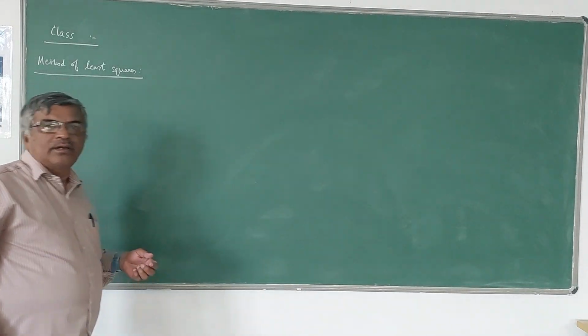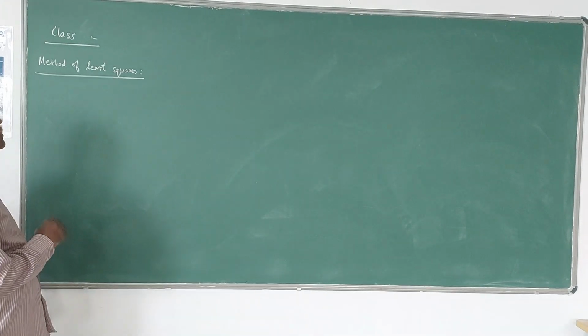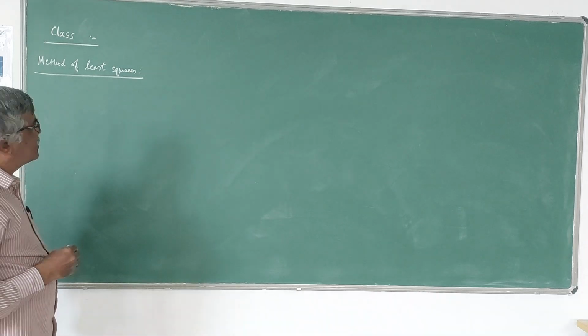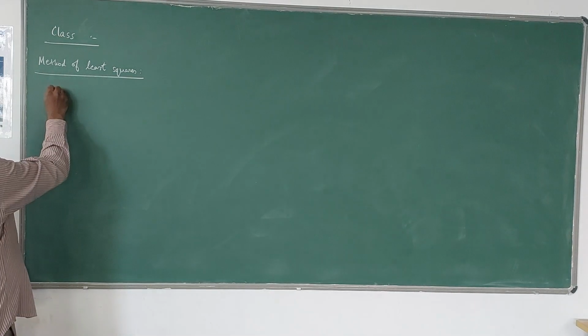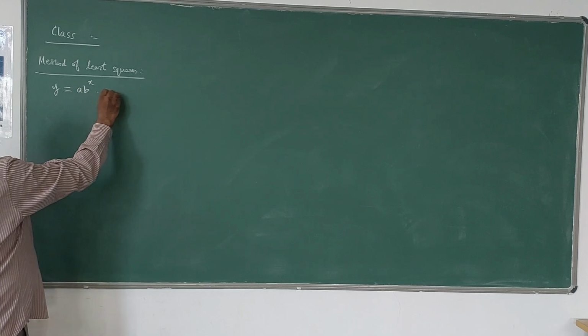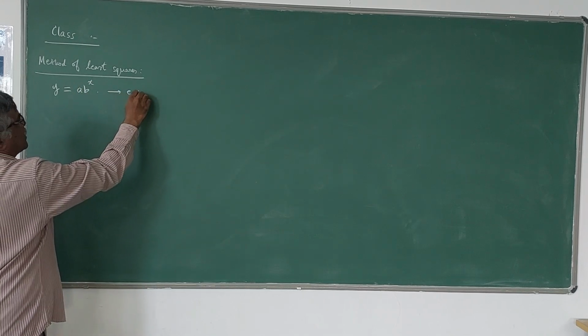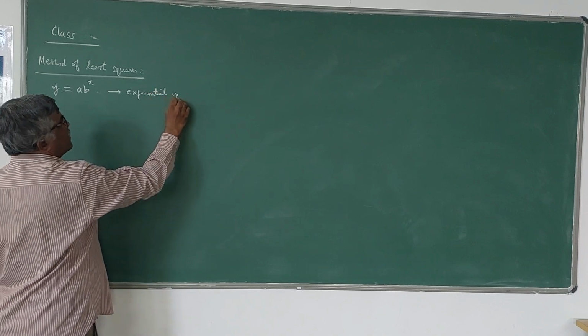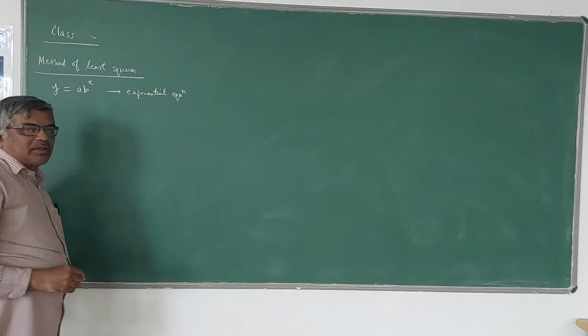In this class, we will discuss a problem on getting the best fit equation in this form: y is equal to a into b power x. So this is an exponential equation, by using the method of least squares.